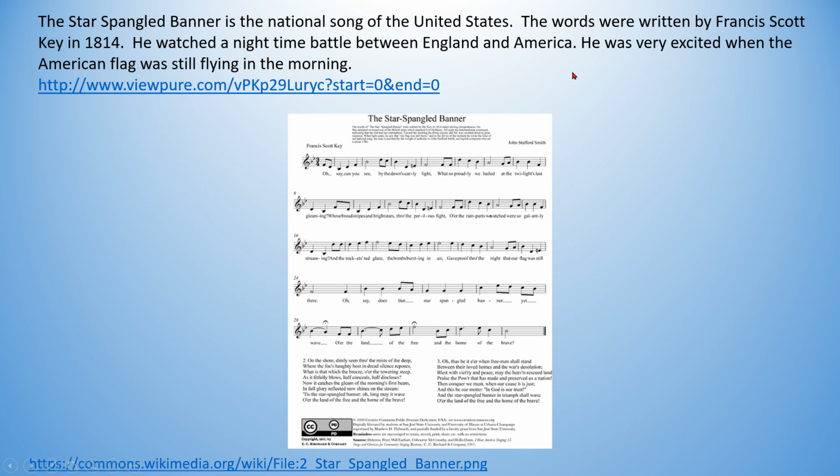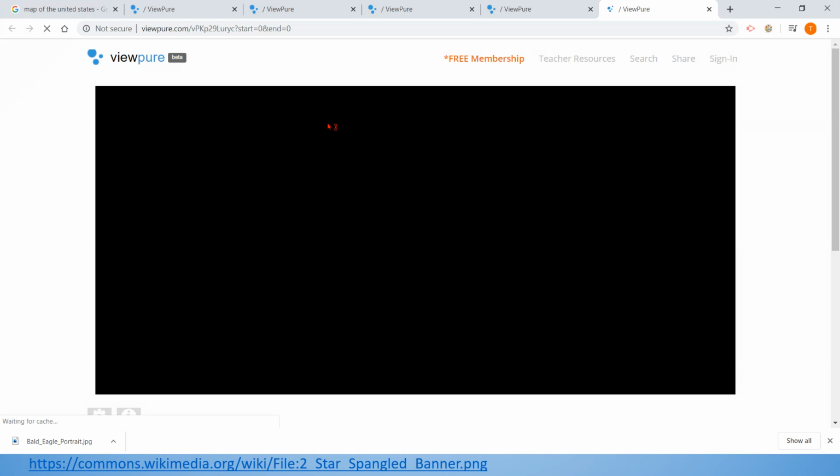The words were written by Francis Scott Key in 1814, again, a long time ago. He watched a nighttime battle between England and America. He was very excited when the American flag was still flying in the morning. And this is like some sheet music from the Star-Spangled Banner. And we are going to go to a video here that talks a little bit more about the Star-Spangled Banner.